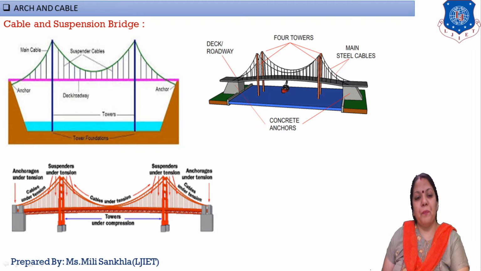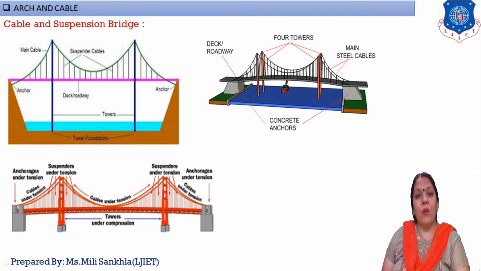Now how is load transferred to this anchor, this huge concrete mass? For that we follow this figure. In this figure, these two pillars are the concrete anchors, or huge concrete mass, and this horizontal member is our deck slab. On this deck slab vehicles are moving. These four pillars are our towers, supporting our suspension cable and our anchor cable.